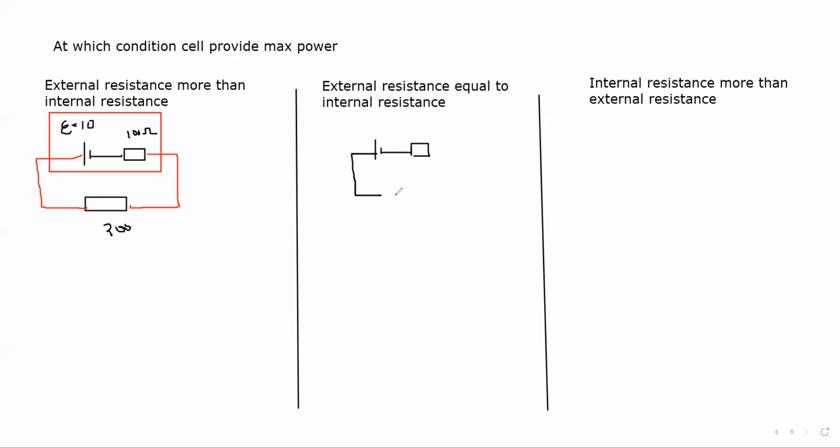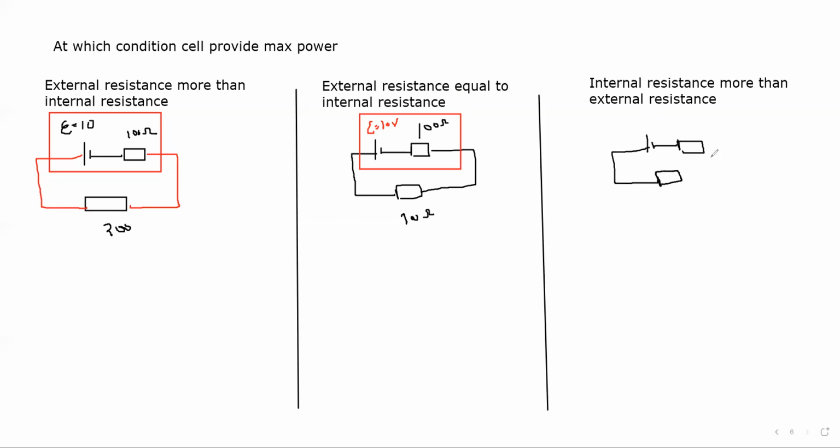The second condition, when internal and external resistances are the same, like internal resistance is 100, external is also 100. That's the second condition. We'll do a calculation to show in which one greater power is delivered. In all the cases we have a 10-volt supply, the EMF of the battery cell is 10 volts. And the third one, there is internal resistance and then external resistance.